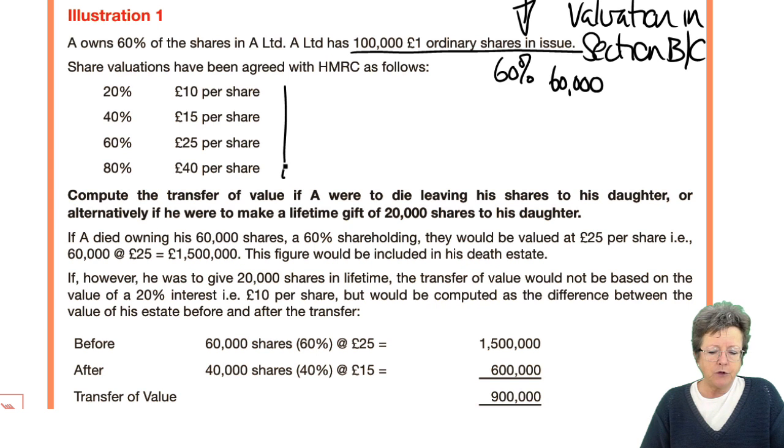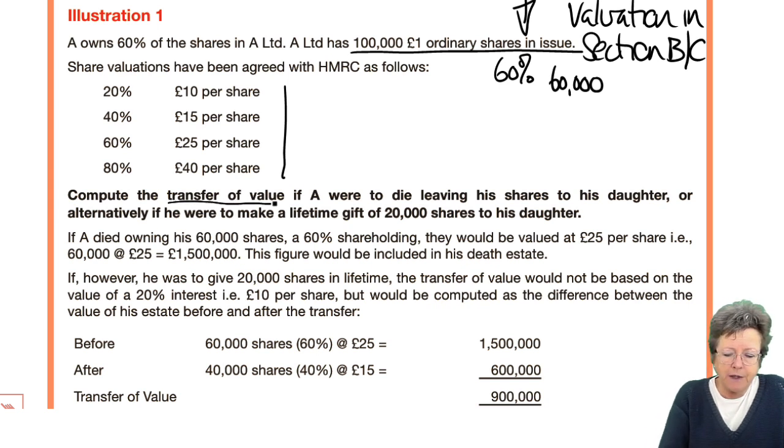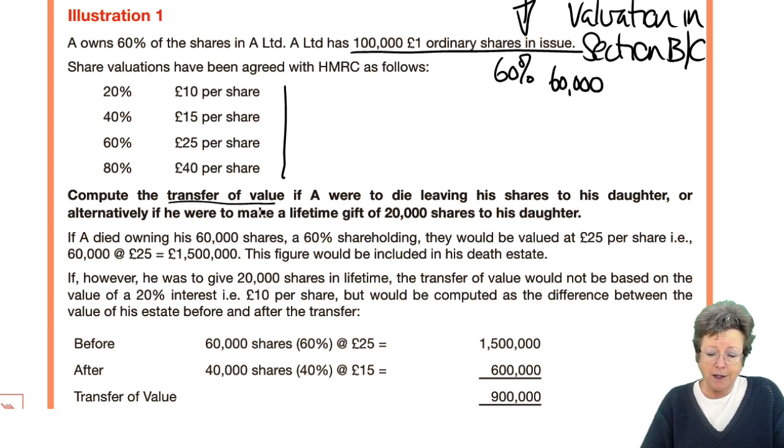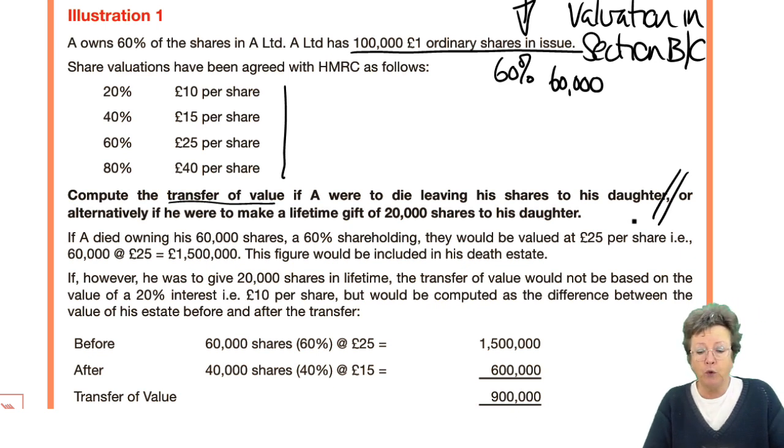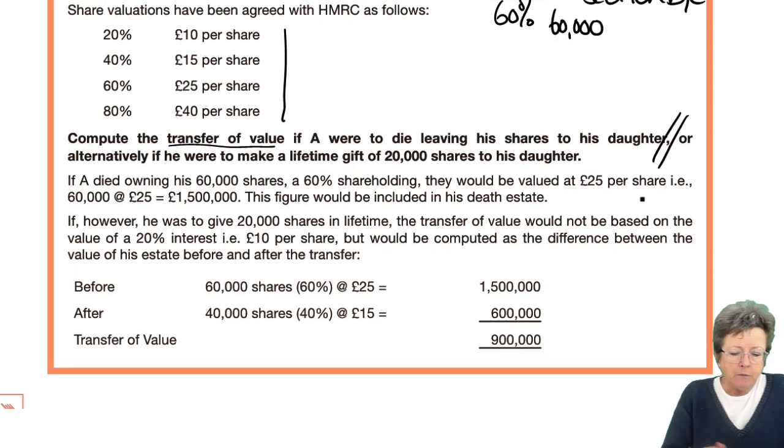Compute the transfer of value if A were to die leaving his shares to his daughter, or alternatively, if he was to make a lifetime gift of 20,000 of those shares to his daughter. So we've got two things: what happens when he dies, when all the shares are transferred, or alternatively, if he makes a lifetime gift of 20,000 shares. So let's have a look.